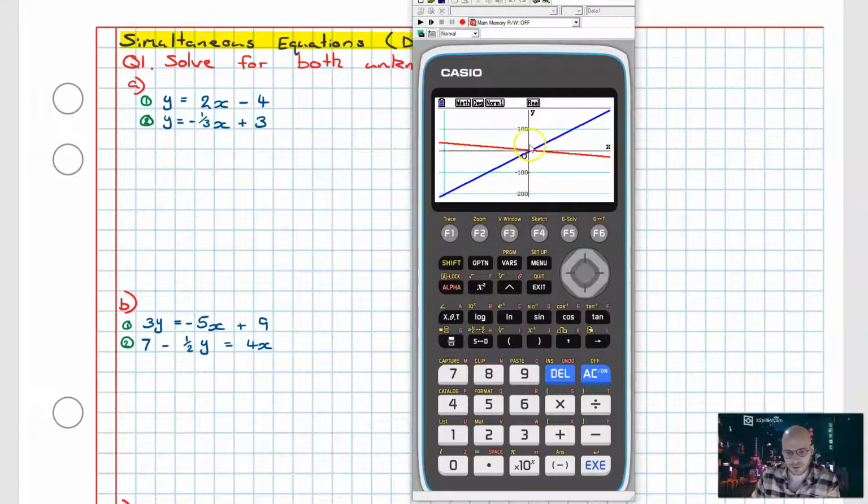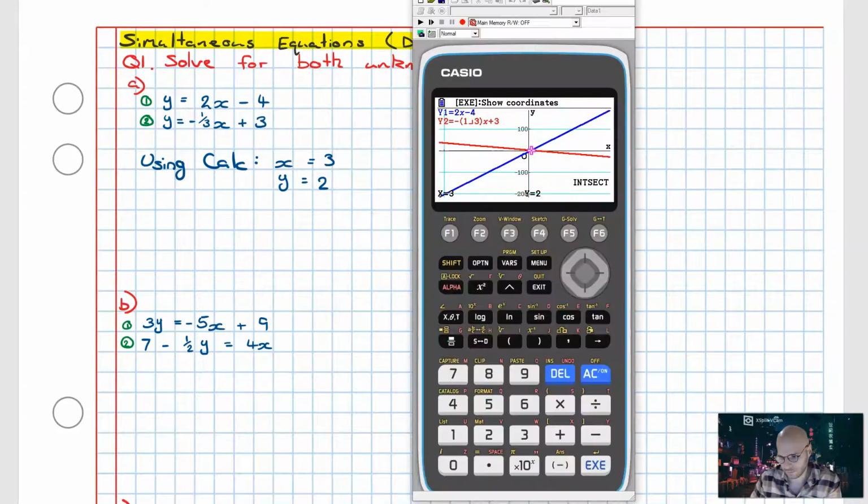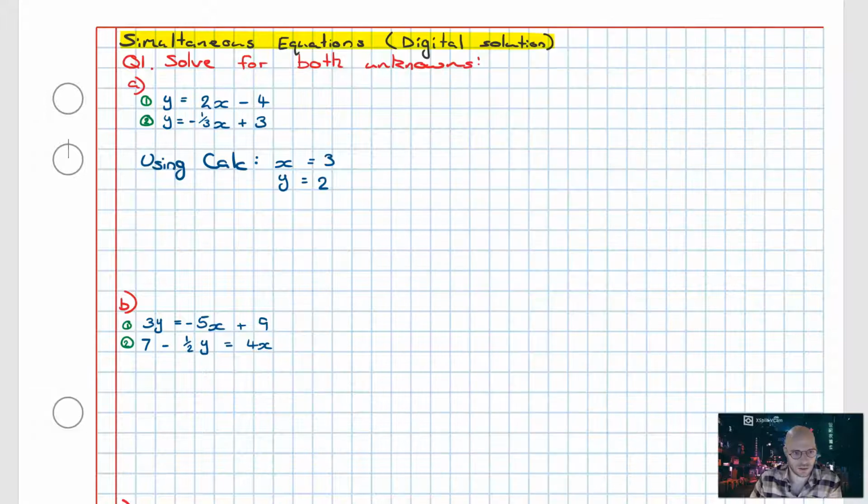Now the next step is I'm going to use the solving feature on this calculator. So I'm going to go down to F5 for Gsolve and click on that. Then it gives me a bunch of options. For me, I'm going to pick on intersection, so F5 again. What this will reveal is the location at which the two lines intersect each other. In this case, it's x equals 3 and y equals 2. So what I would write to solve this particular equation is I'd write, using calculator, x equals 3, y equals 2. Alright, so this is the method we use to solve the equations graphically.